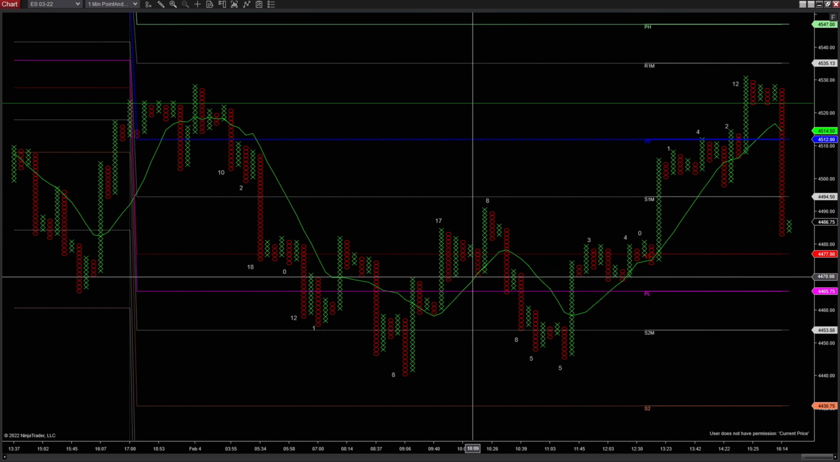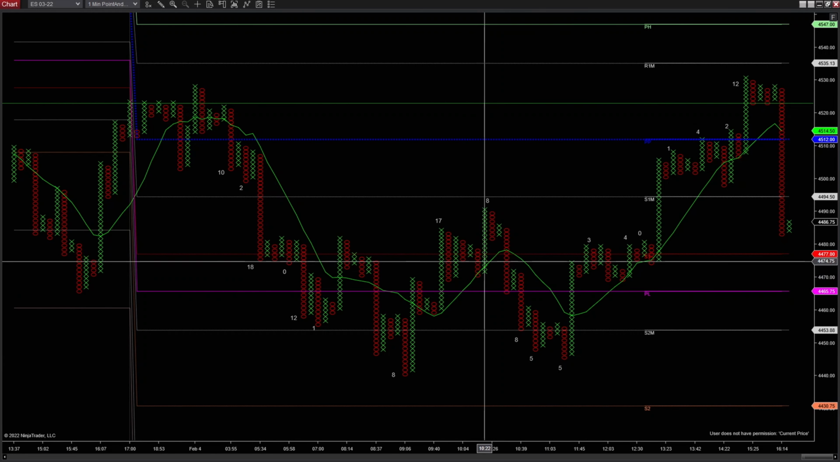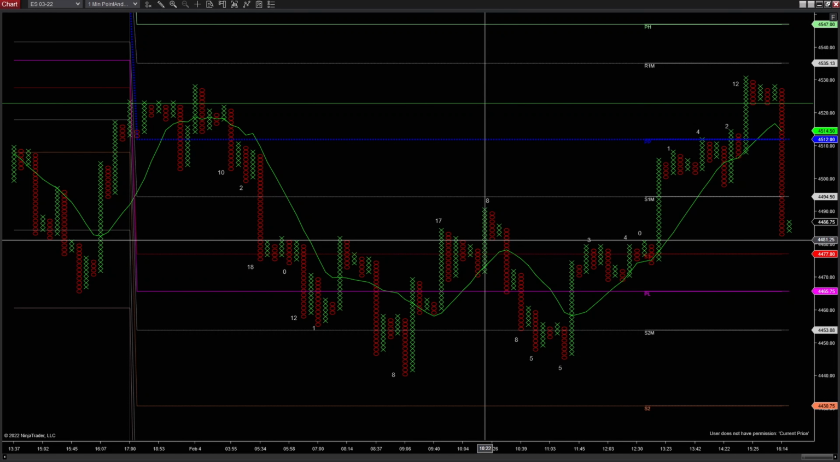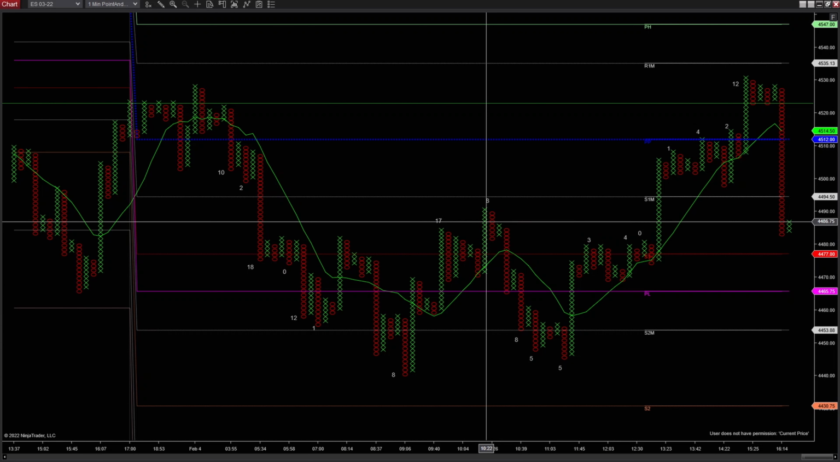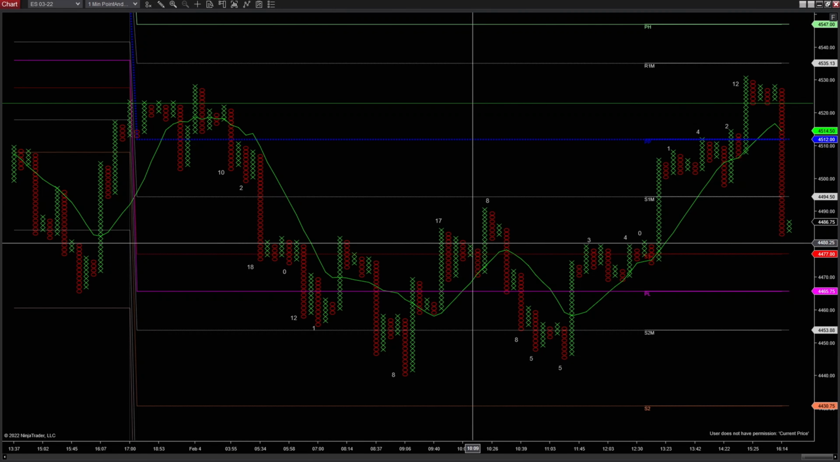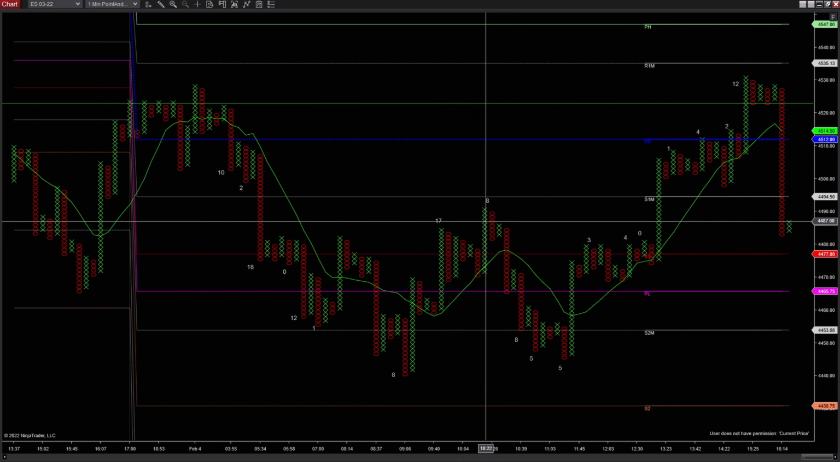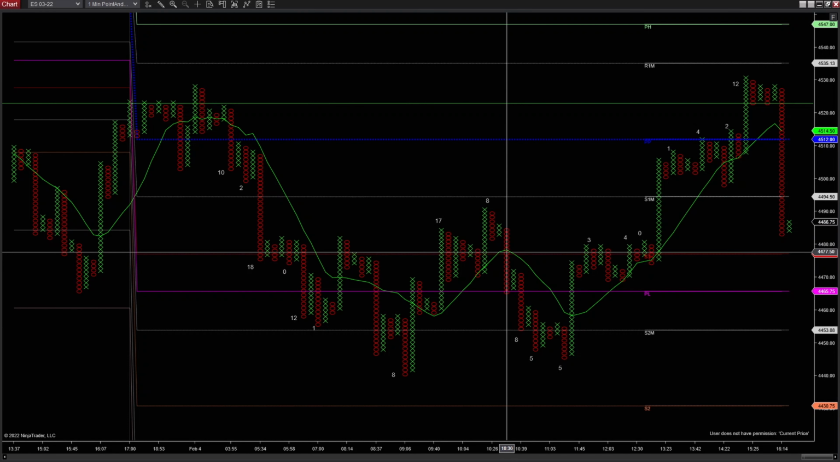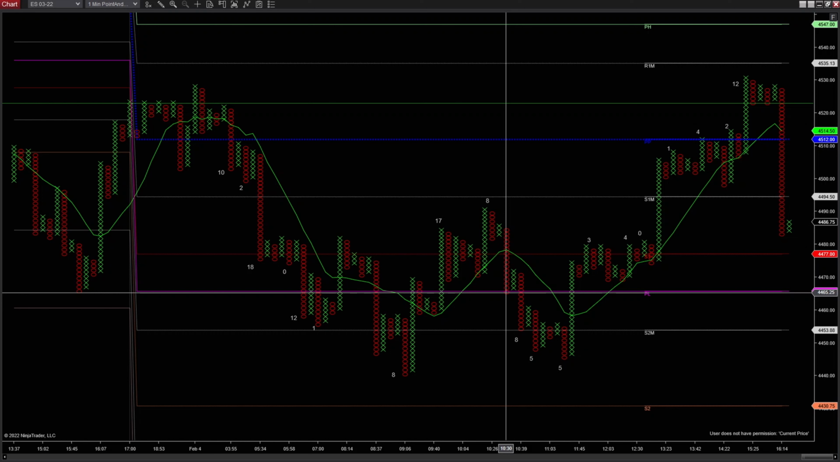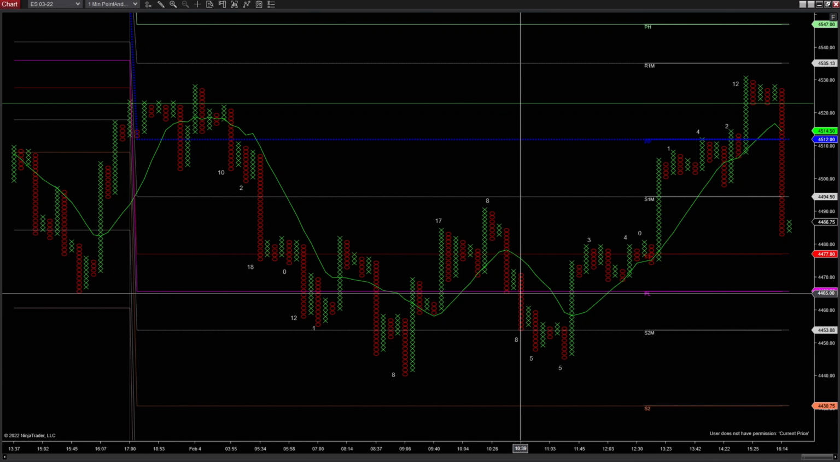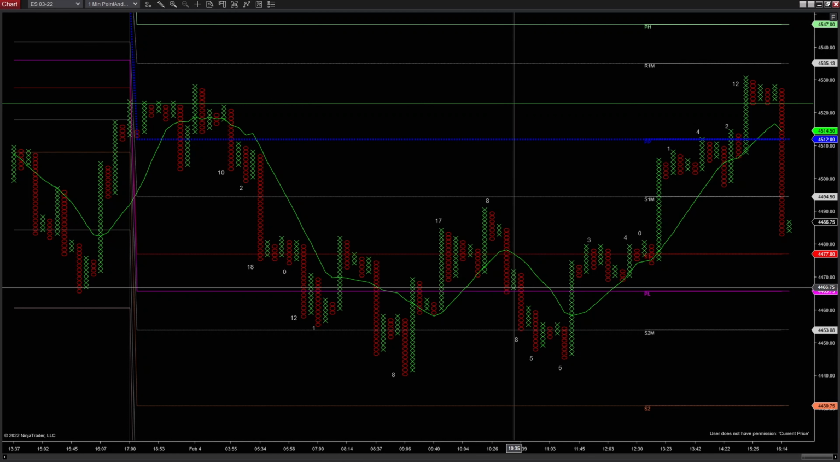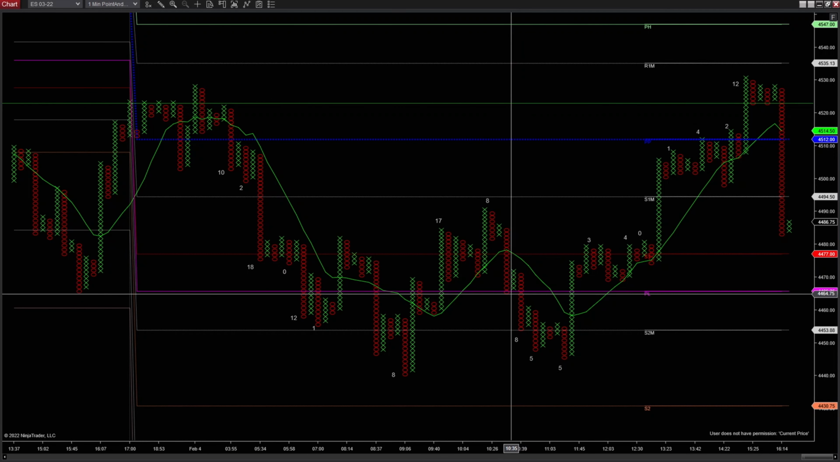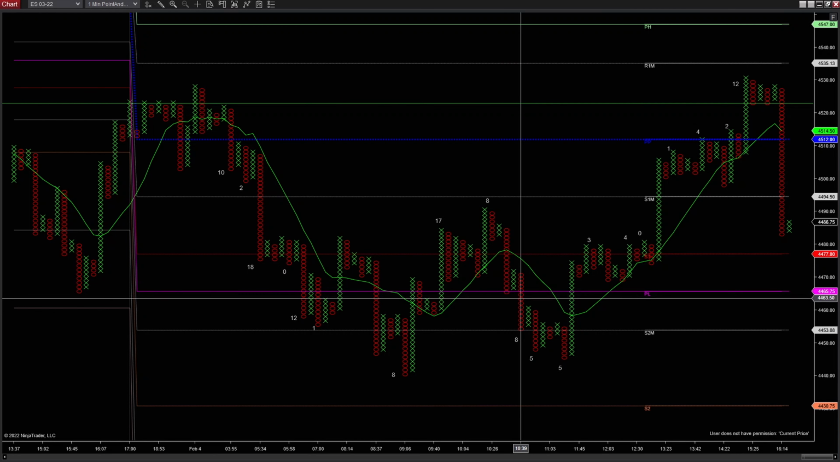Went down, touched the 20, touched the 10, and then another entry here. This one is good for 8 boxes all the way up there. 8 boxes. So the reference is this one all the way up there. Nothing here, nothing here, reversed, and now we're looking for bearish entries.